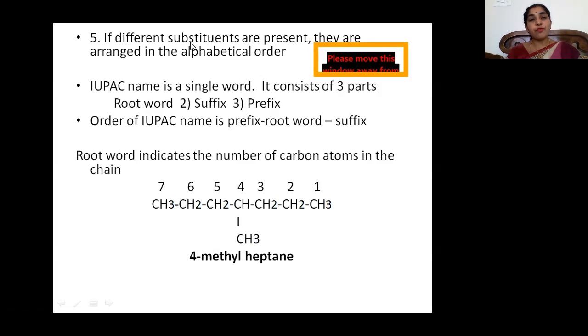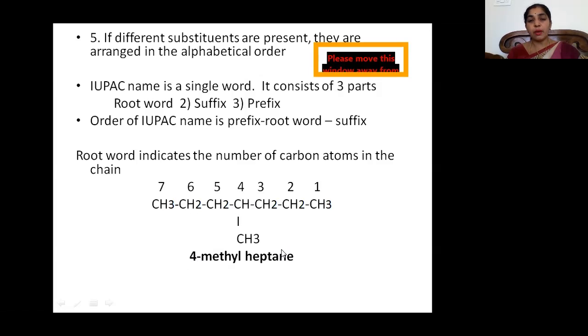If different substituents are present, they are arranged in alphabetical order. As I said, imagine at the third position an ethyl group is present, and at the fourth position we have methyl. E comes first in the alphabet, so according to alphabetical order it becomes 3-ethyl, 4-methyl compound. The IUPAC name is a single word. You can see here, this is a single word, the name of this compound.